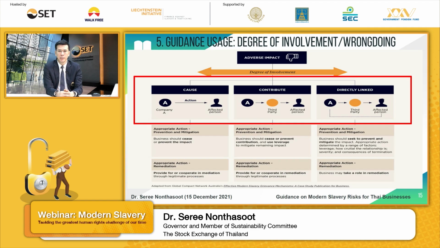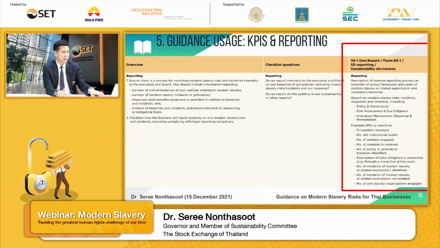And we also mentioned earlier about human rights due diligence. This will be the tool that you can use to inspect whether you are involved in human trafficking, and if so, how deep is your involvement? So this is a very good tool that you can apply to your risk assessment as well, and risk management.